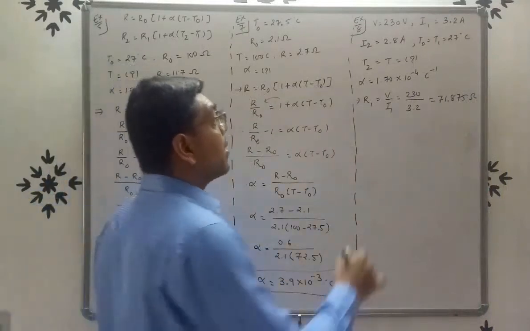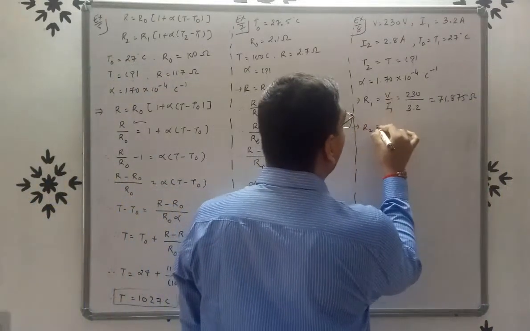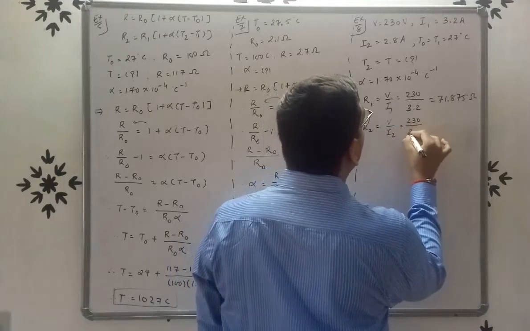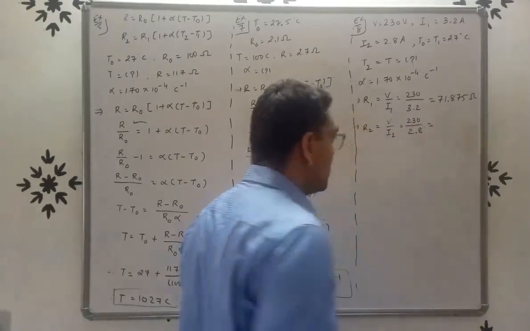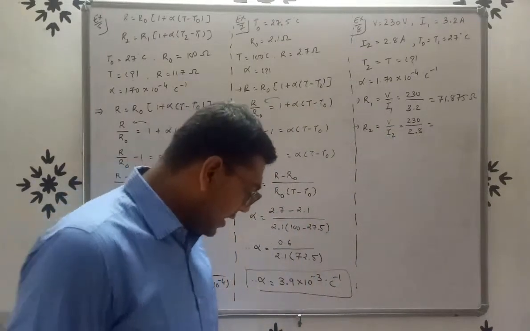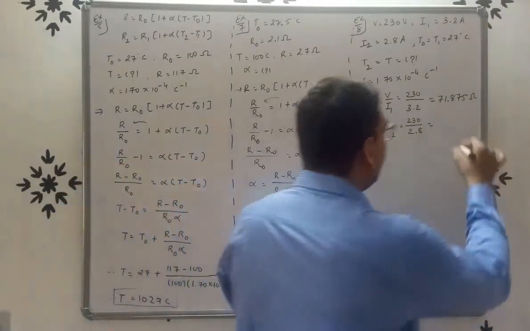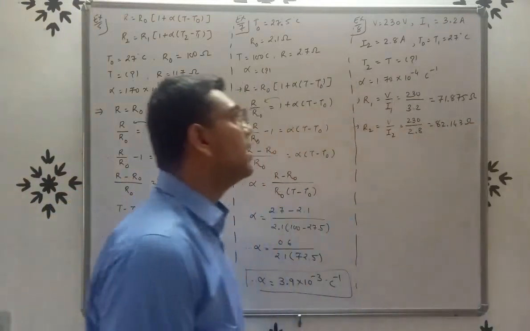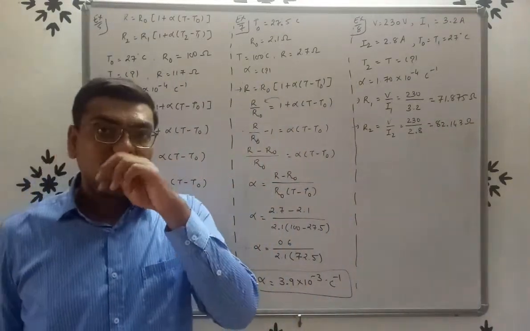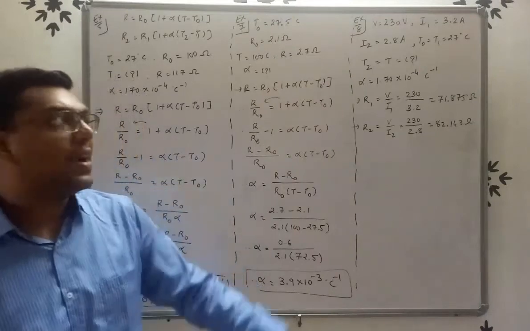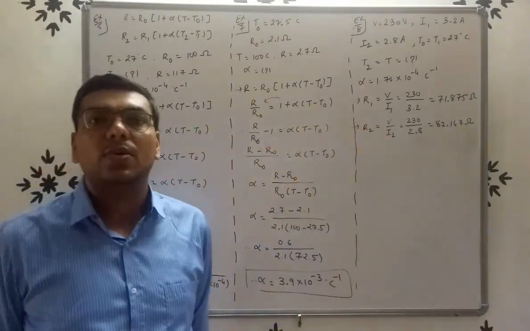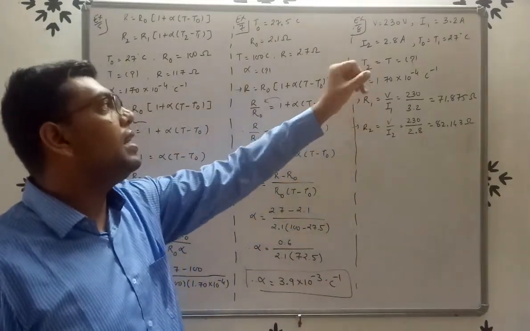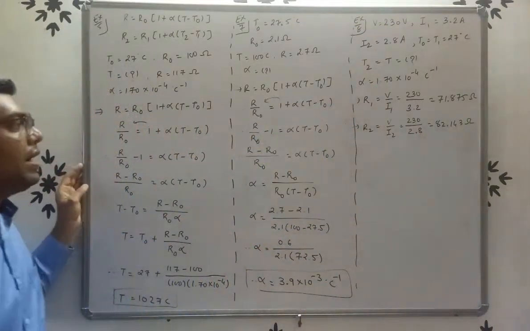Now R2 is V by I2. Value of V 230, value of I2 2.8. So 230 upon 2.8. So we will get 82.143 ohm. Right. So from the equation of Ohm's law, we can easily find the values of R1 and R2. Now we know the values of R1, R2, T1, and we have to find T2.